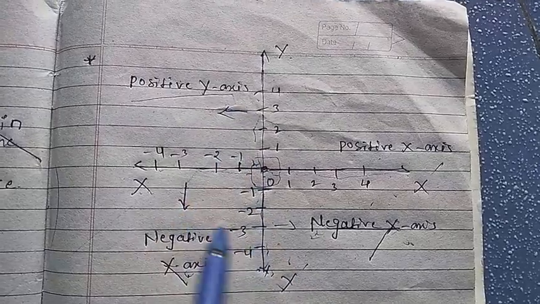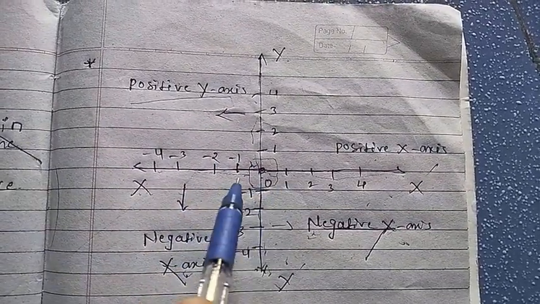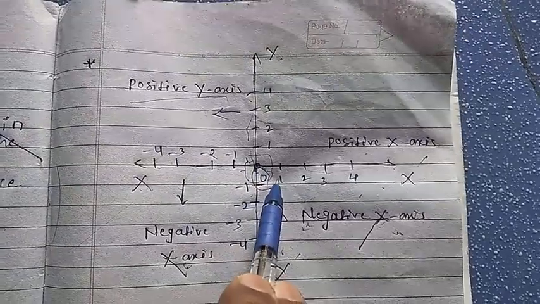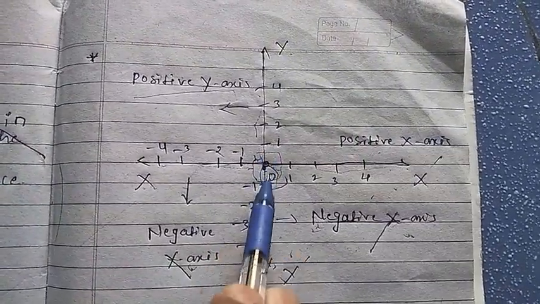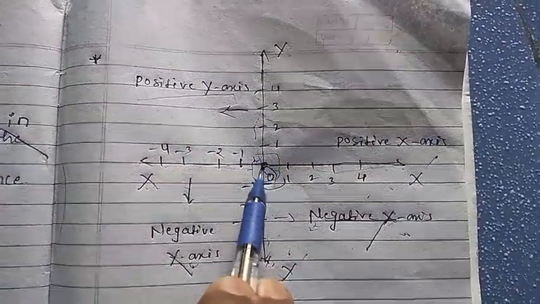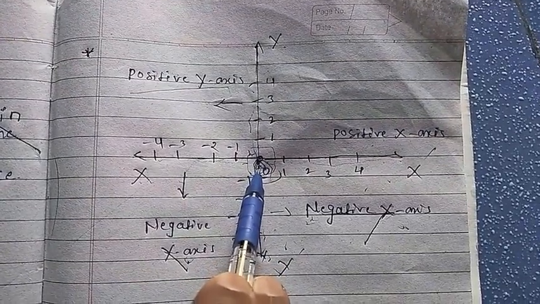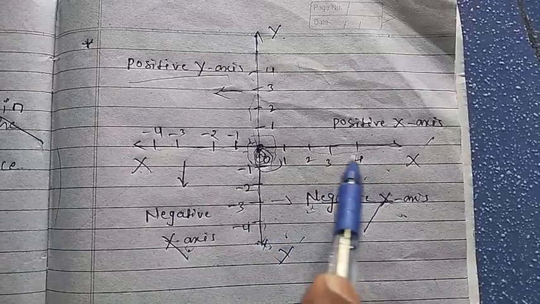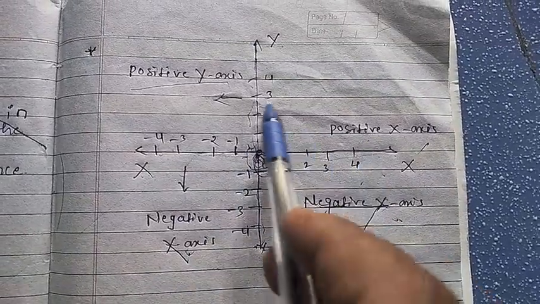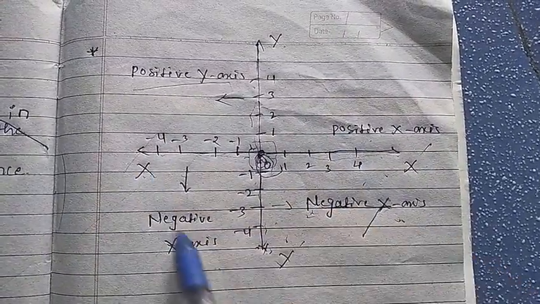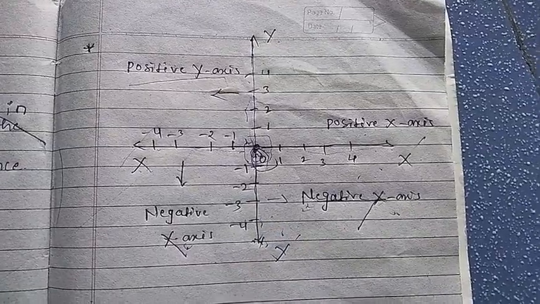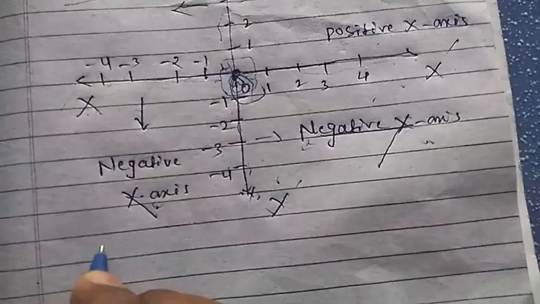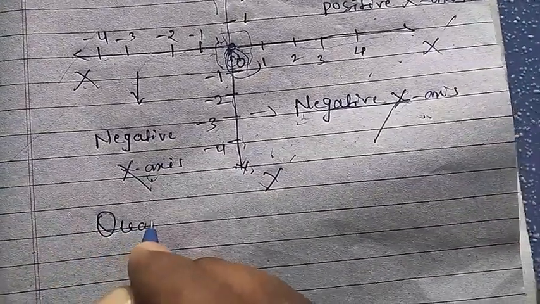Now these are the perpendicular lines. See this center point, what will we call it? This one is the origin. When the two lines intersect, this point is called the origin. Clear? Now see one more point. These perpendicular lines divide this plane figure into quadrants. Now see what a quadrant is.